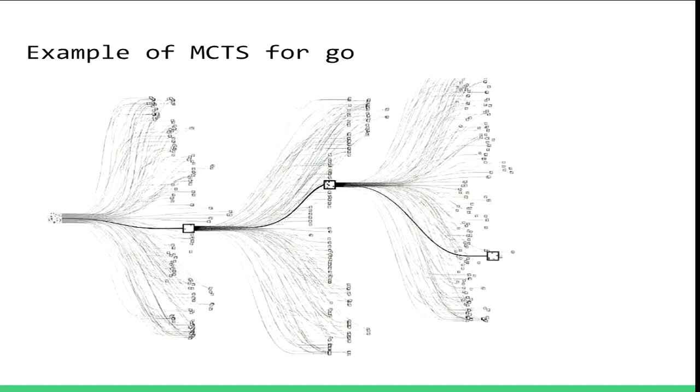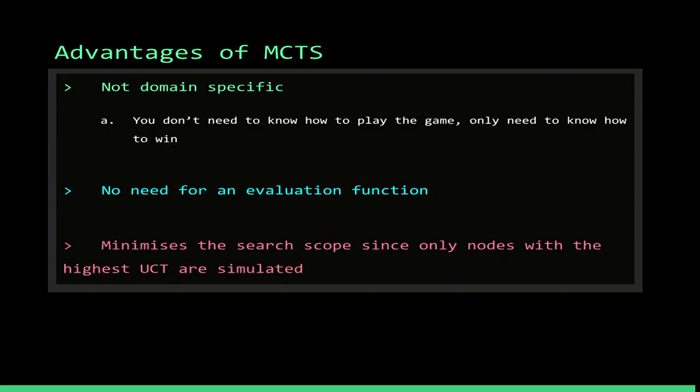If you look at the MCTS for Go, it's just 3 moves, and you can see that there's a crazy amount of branches. But this is still less than what Minimax will have to go through to get all the possible moves. So why use MCTS? It's not domain specific. You do not need to know how to play the game. You only need to know how to win it. Unlike in Minimax, where you need to know how to play the game to get all the different states.